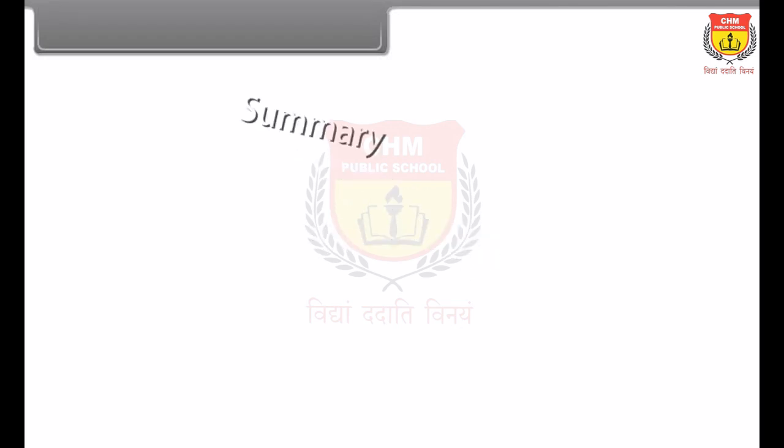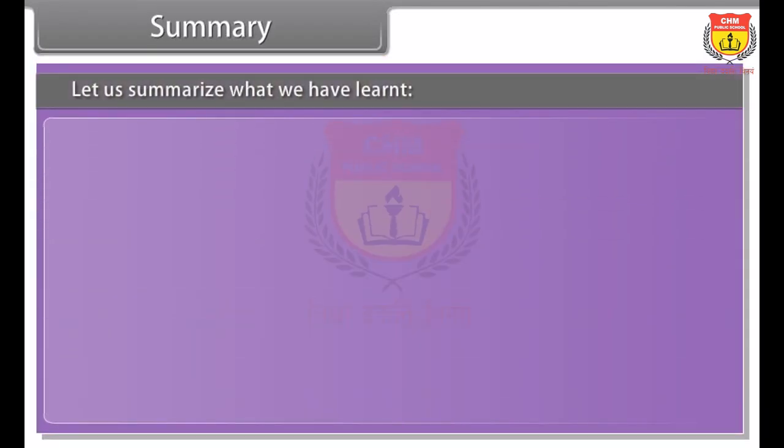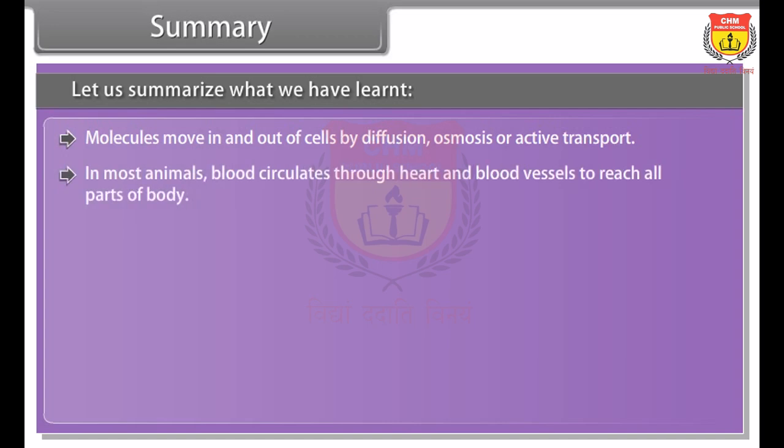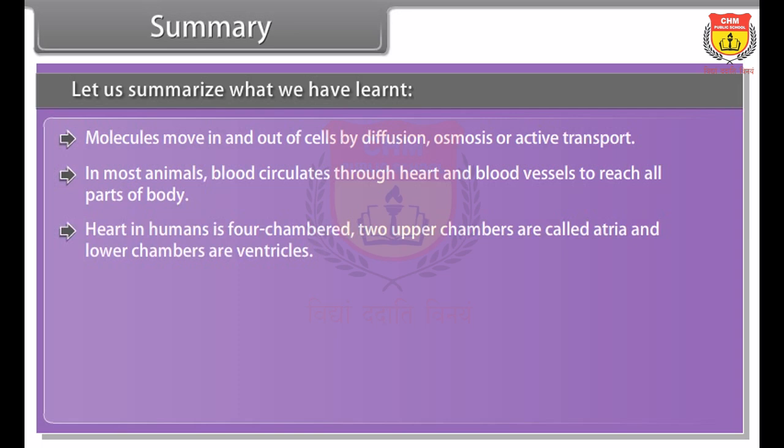Summary. Let us summarize what we have learned. Molecules move in and out of cells by diffusion, osmosis, or active transport. In most animals, blood circulates through the heart and blood vessels to reach all parts of the body. The heart in humans is 4-chambered.